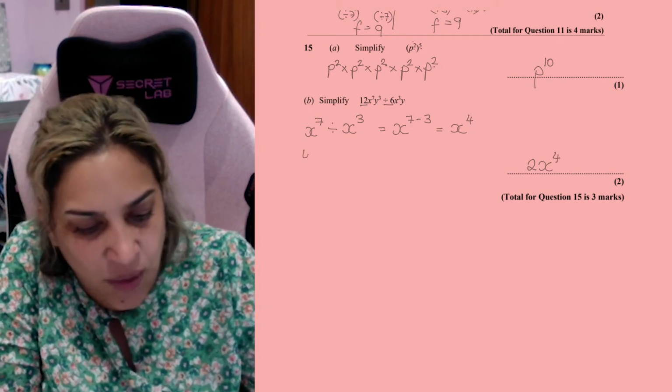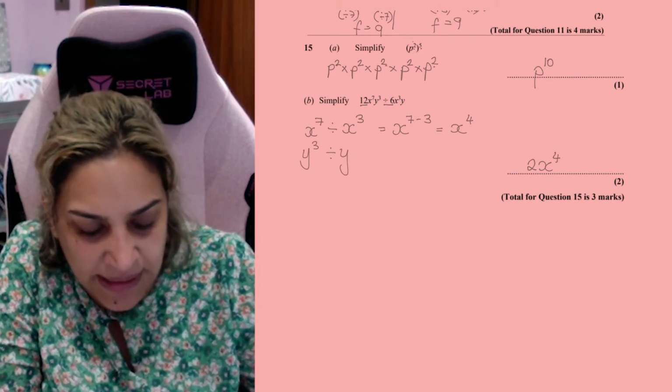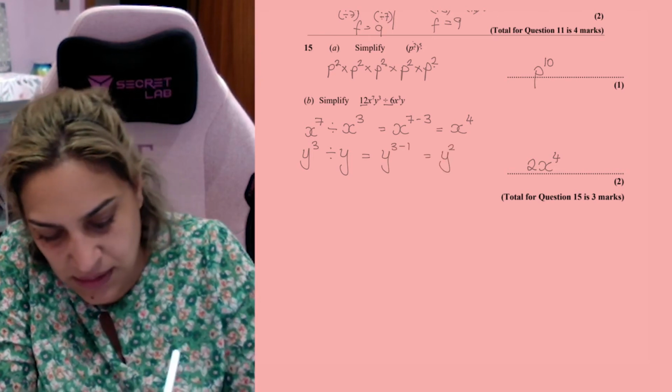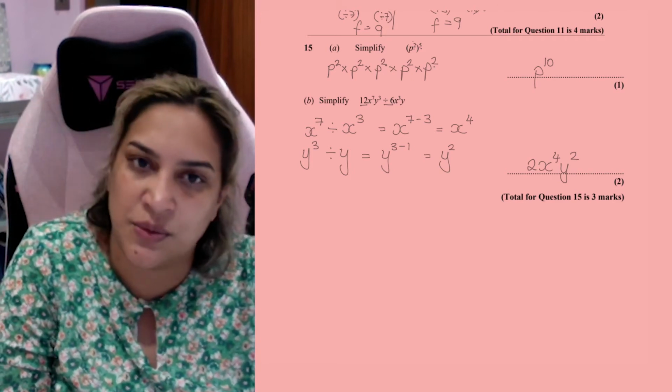And here we've got y cubed divided by y, which is going to give us 3 minus 1, so y squared. And we end up with y squared.